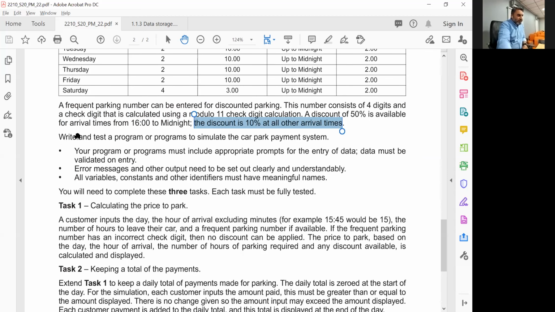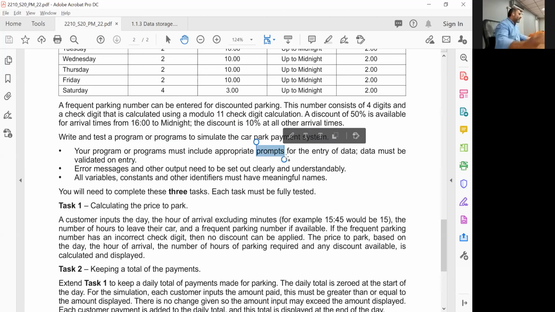Now, write and test a program or programs, whatever. If you are going to write a single program or multiple programs, we would have to test them. And let's just see how the whole thing can be simulated. Write and test a program or programs to simulate the car park payment system. Your program or programs must include appropriate prompts. Now, what are prompts?